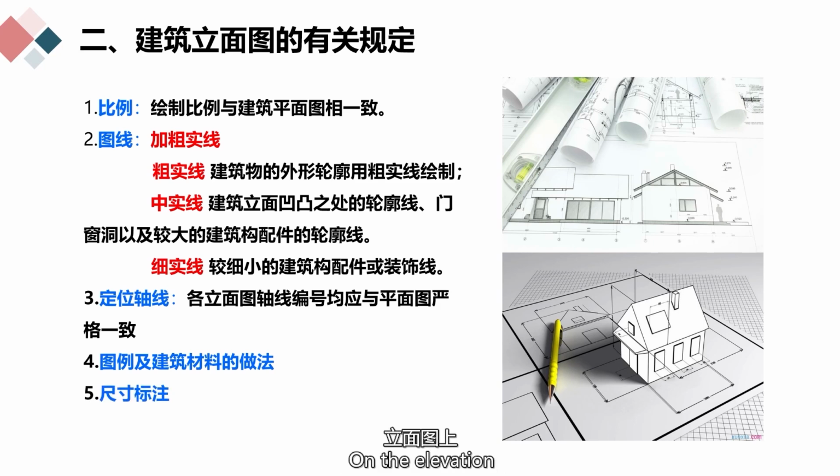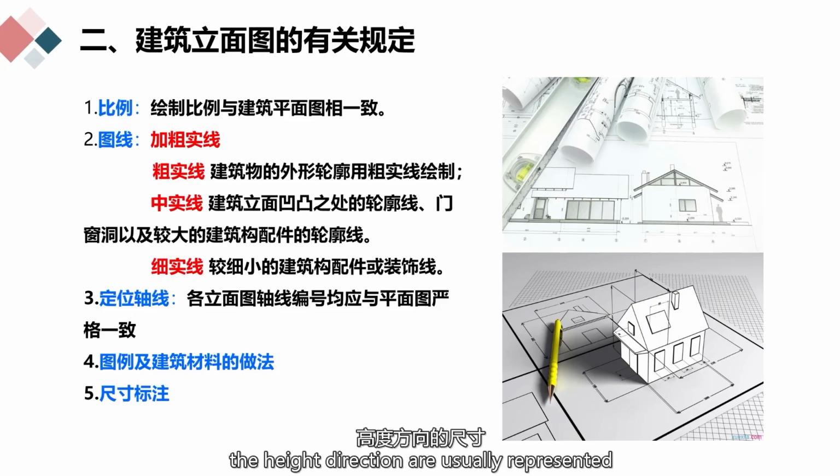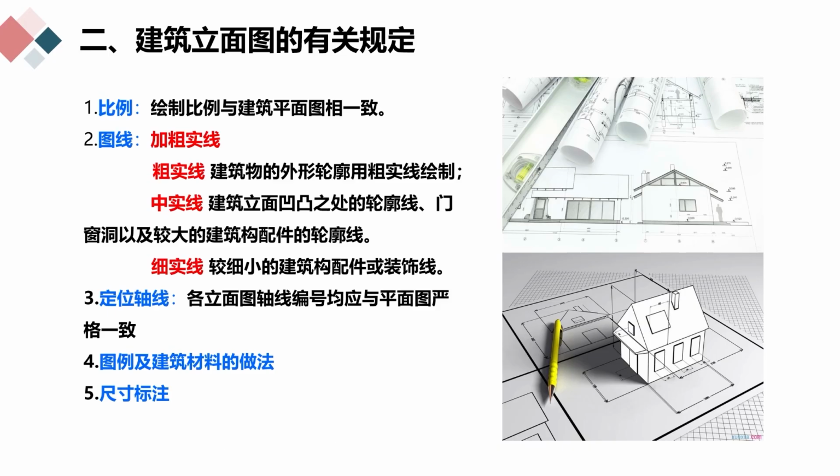5. Dimension marking. On the elevation, the dimensions in the height direction are usually represented, and this type of dimension is mainly represented by elevation dimensions. Generally, the elevations of various parts, such as the outdoor ground level, plinth, window sill, window edge, bottom of the canopy, bottom of the balcony, and top surface of the eave, should be marked on the elevation.